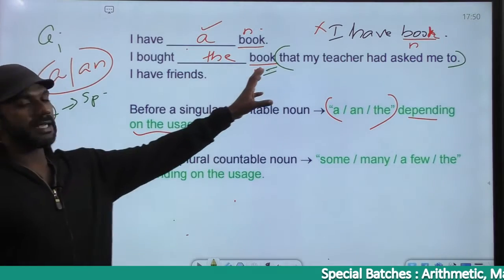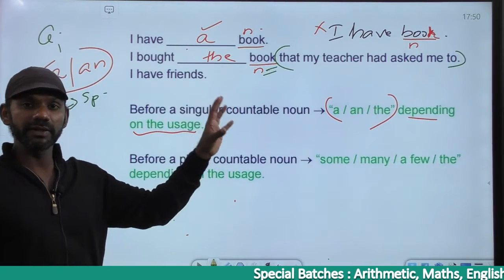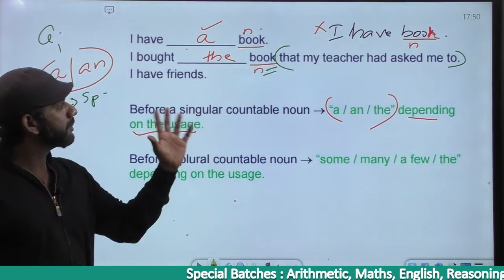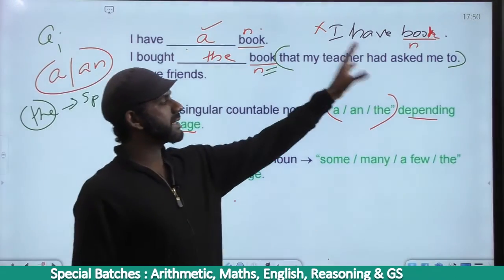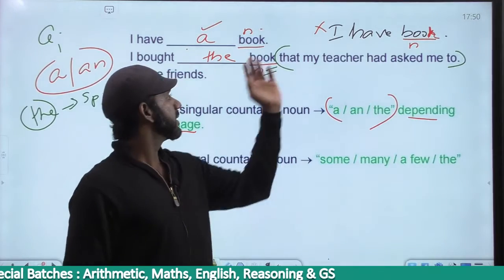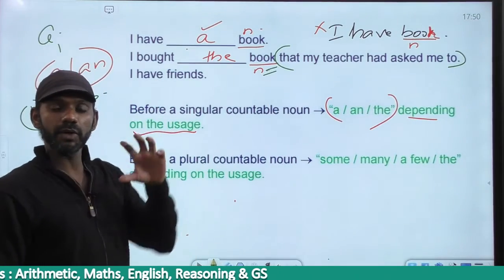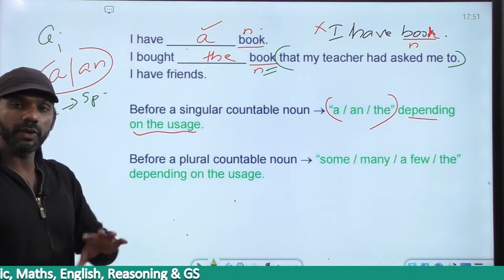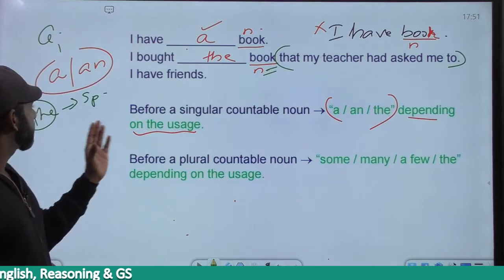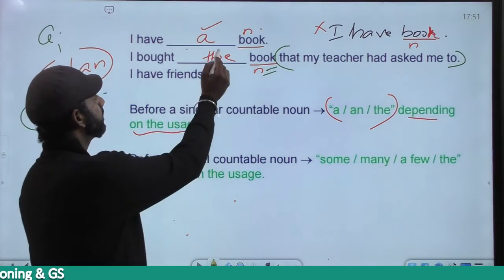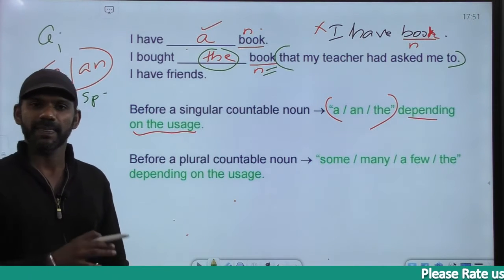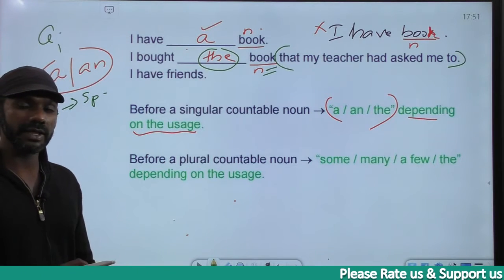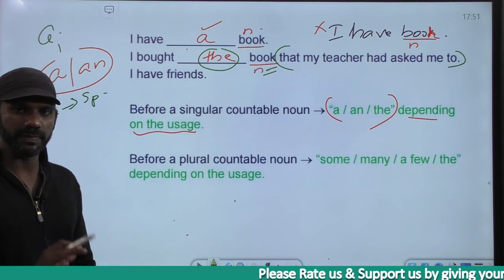Now in the second statement, we have some information given regarding the noun book. Book that my teacher had asked me to. So that my teacher had asked me to is information given regarding the noun book. So in this case, the noun book must be taken as specific, and specific means it is the. So, I bought the book that my teacher had asked me to. Got it? So this is how to identify whether a noun in a sentence is general or specific.